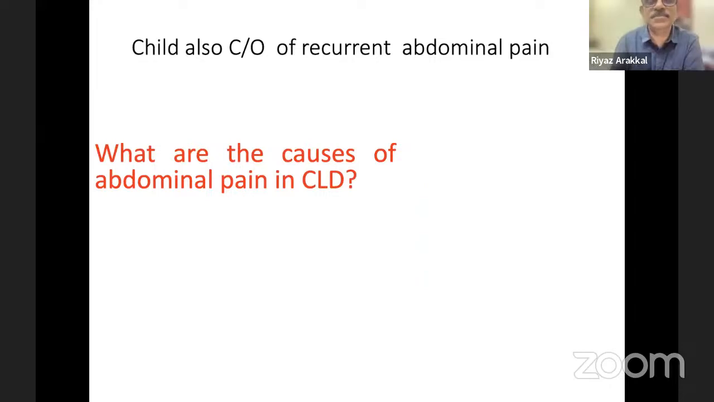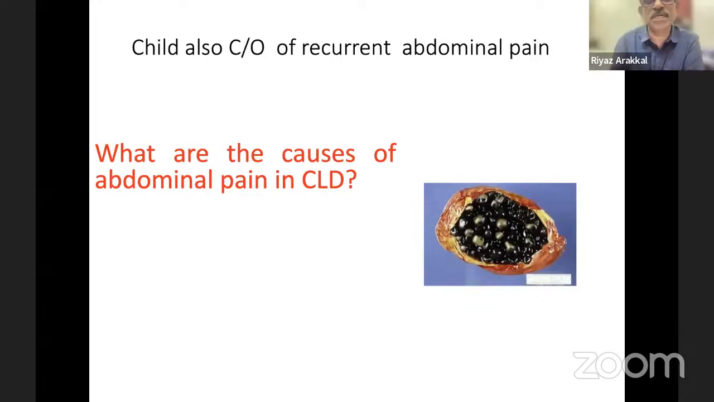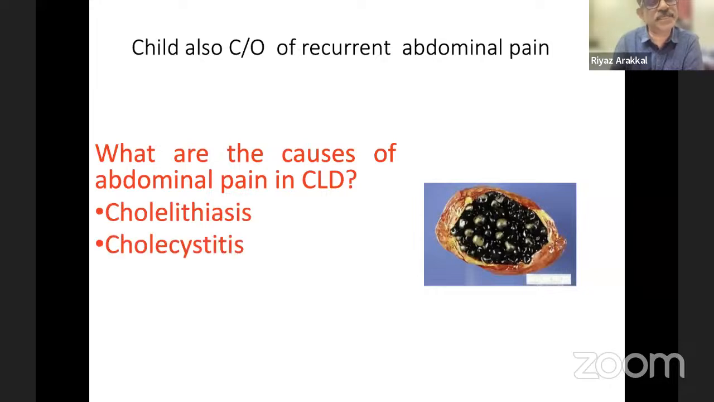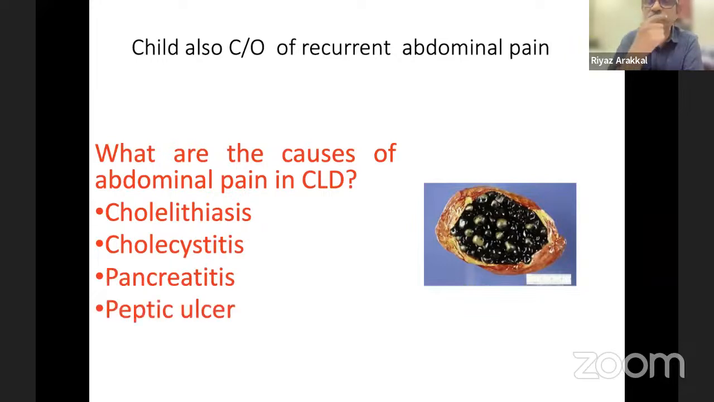Okay. It can be cholelithiasis. They are prone to develop cholelithiasis. Cirrhosis can lead to cholelithiasis, and secondary to that there can be cholecystitis also. They can also develop pancreatitis and peptic ulcer disease. We already saw that they can develop peptic ulcer disease. Why? Because the damaged liver is not able to metabolize gastrin. So hypergastrinemia can be there, which can also predispose to peptic ulcer disease, and hence abdominal pain in a child with chronic liver disease.